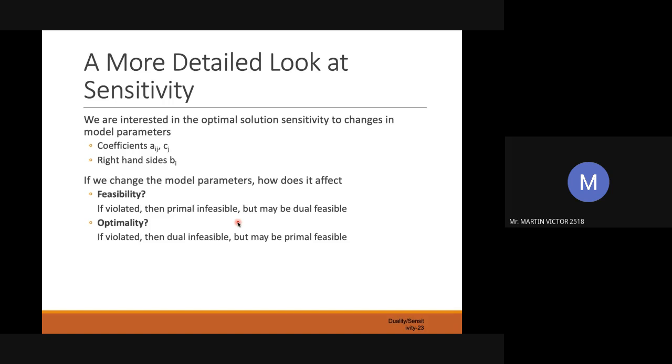So in the very first statement, you can see we can have some optimal solution sensitivity to changes in model parameters. That means there will be a problem given. For instance, we will have some two variable problem, and in the two variable problem, we will be asked to solve using a graphical method.